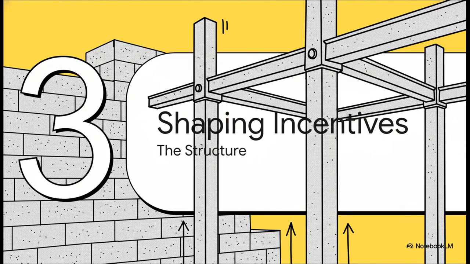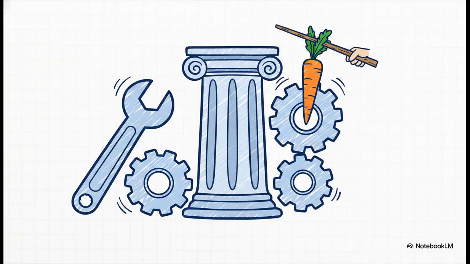Section 3. The structure, shaping incentives. Okay, now that our foundation is poured and our sensors are active, let's move up to the middle band, which is really the load-bearing structure of our framework. This middle band is all about structural tools and incentives.